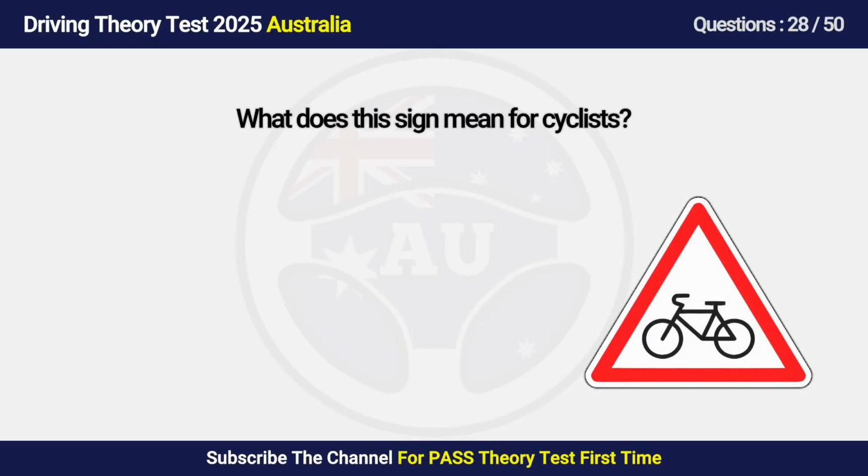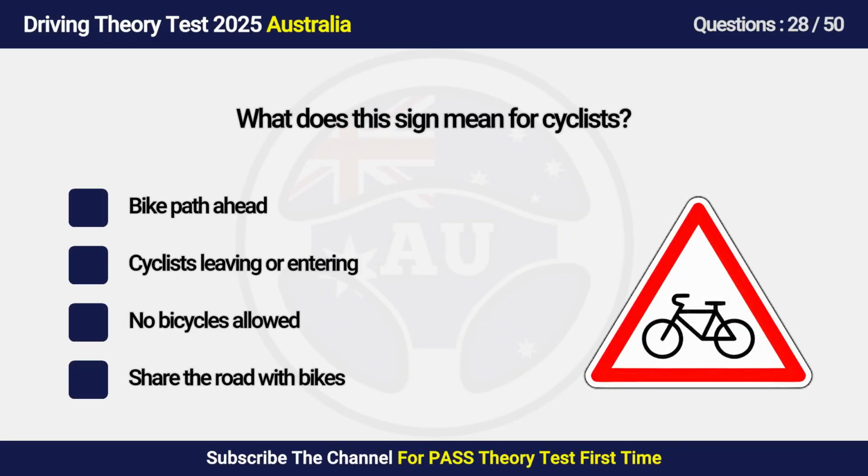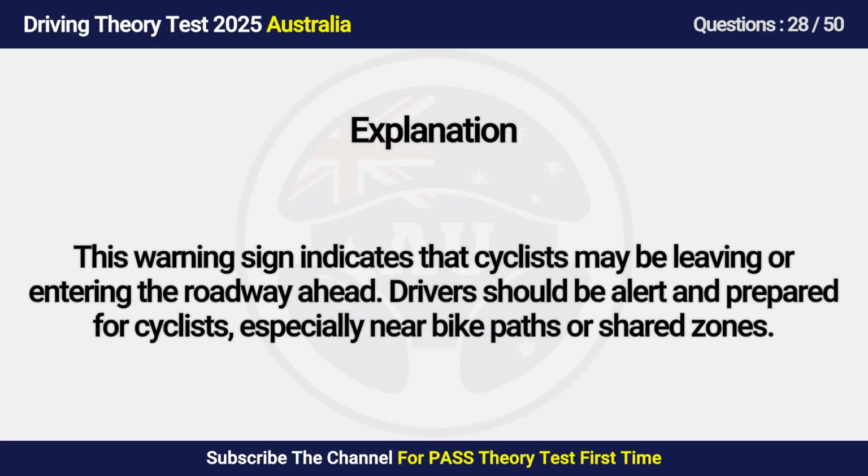Question 28. What does this sign mean for cyclists? A. Bike path ahead. B. Cyclists leaving or entering. C. No bicycles allowed. D. Share the road with bikes. Answer is B. Cyclists leaving or entering. This warning sign indicates that cyclists may be leaving or entering the roadway ahead. Drivers should be alert and prepared for cyclists, especially near bike paths or shared zones.